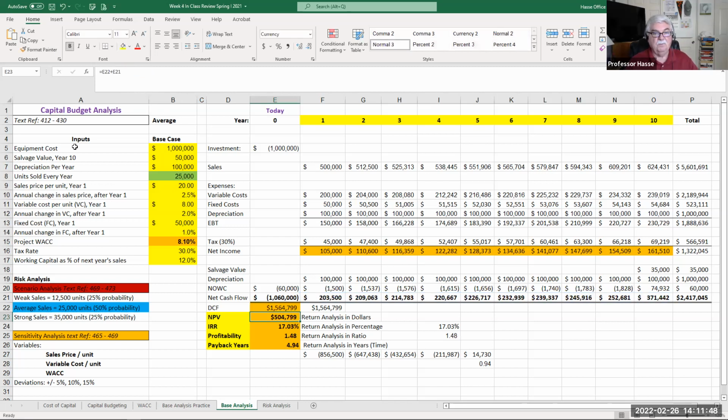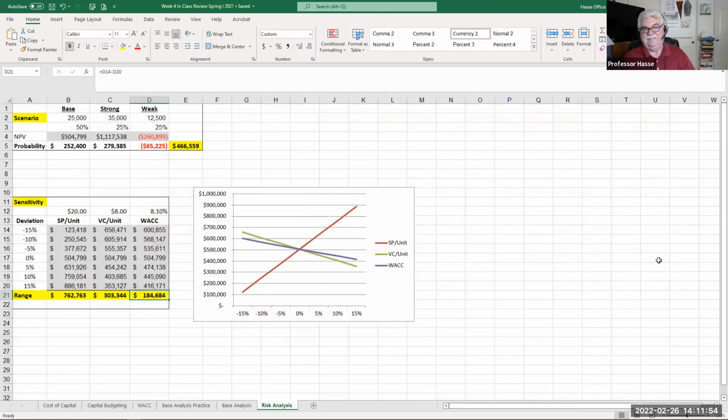Now we're back to our original area. We'll save our spreadsheet, go back to the risk analysis. And what does this tell us? Well, it tells us a variety of things. First of all, it tells us that we've done these calculations correctly because all the lines are straight.